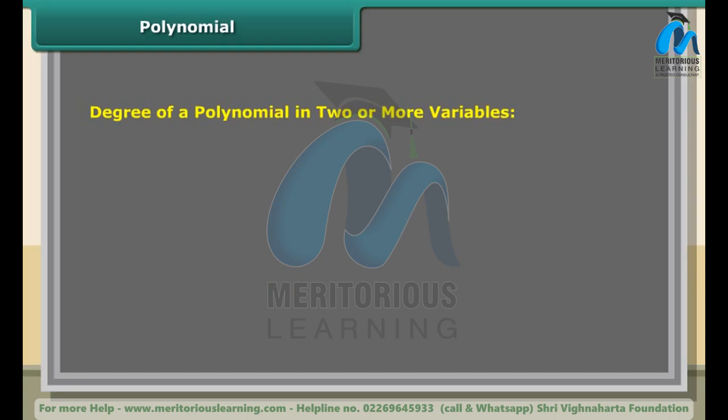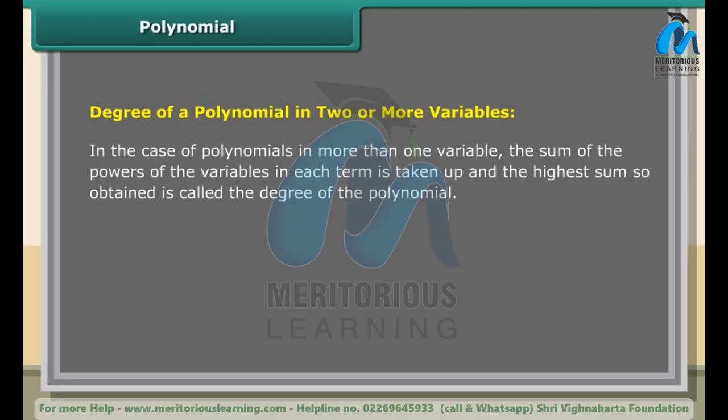Degree of a polynomial in 2 or more variables. In the case of polynomials in more than one variable, the sum of the powers of the variables in each term is taken up, and the highest sum so obtained is called the degree of the polynomial. Example, 5x squared y cubed minus 3xy squared plus 6 minus square root 2 x raised to the power 4 is a polynomial of degree 5 in x and y.